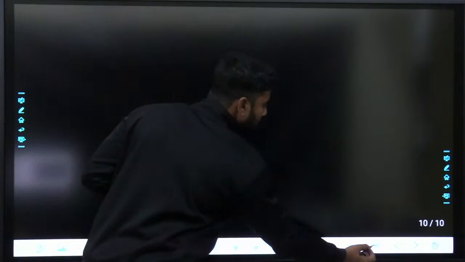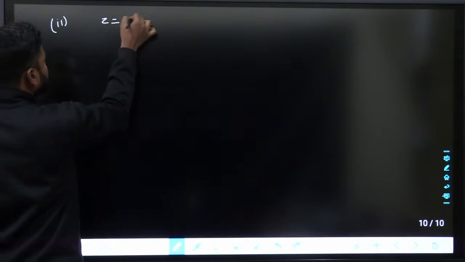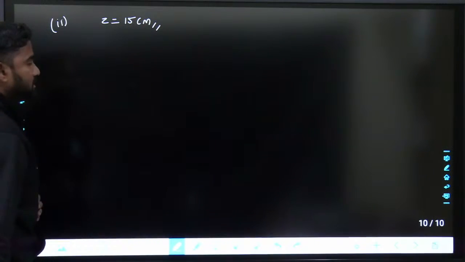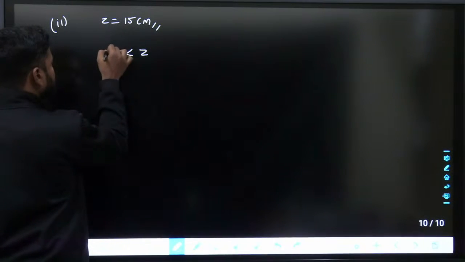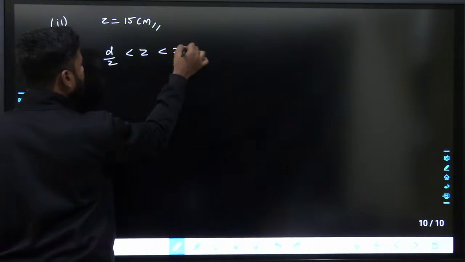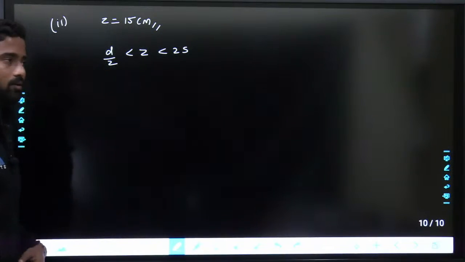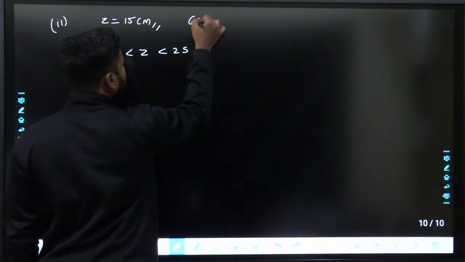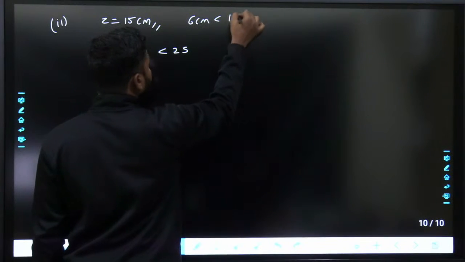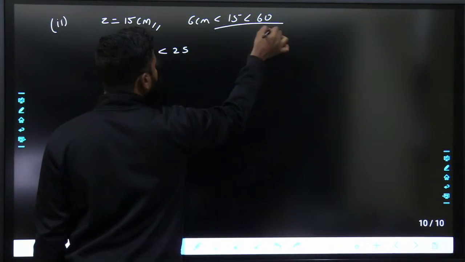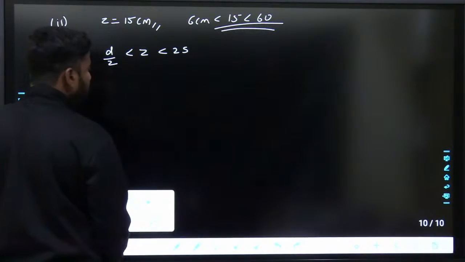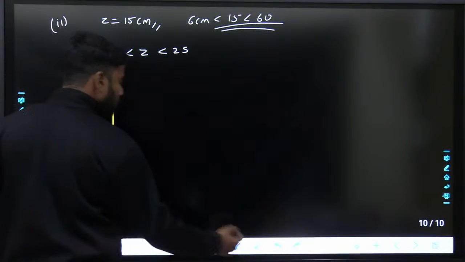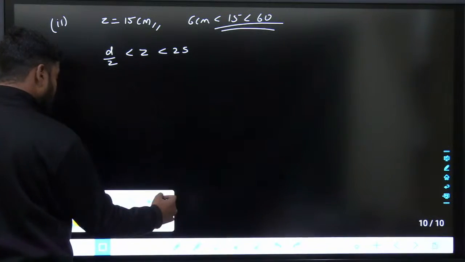Next one that is given to you is Z equals 15 centimeters. Thickness of pavement is 15 centimeters. If Z equals 15 centimeters, that means Z is in the range of D by 2 to 2S, right? D by 2 is 6 centimeters, and 2S is 60, so Z is in the range of 6 to 60. If it is in the range of D by 2 to 2S, how exactly will you calculate this?